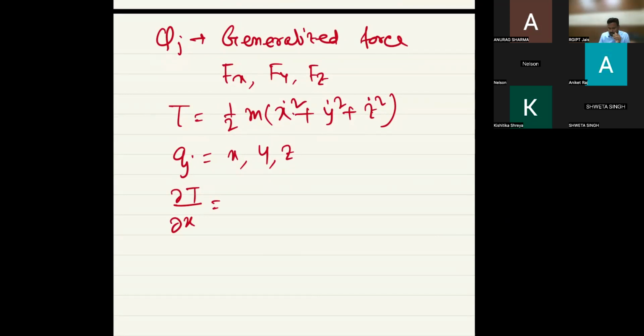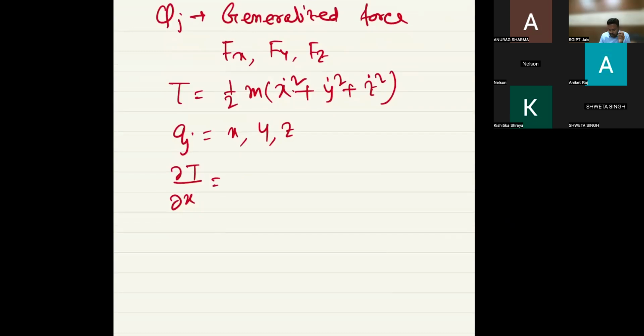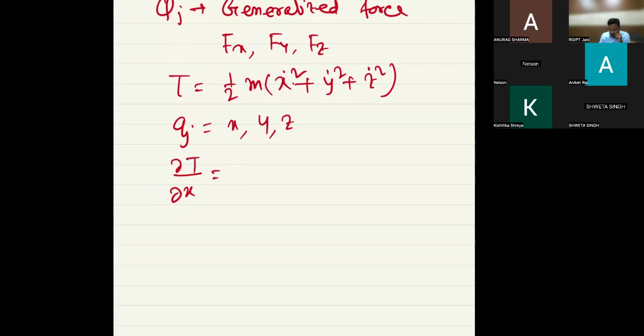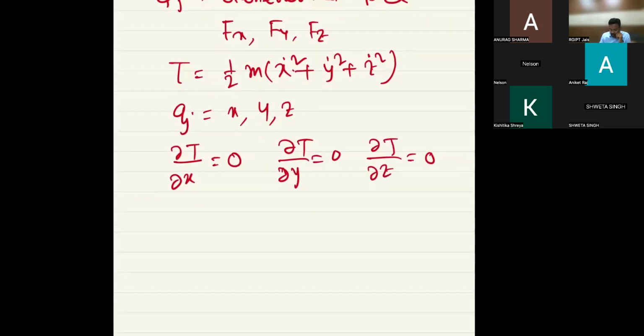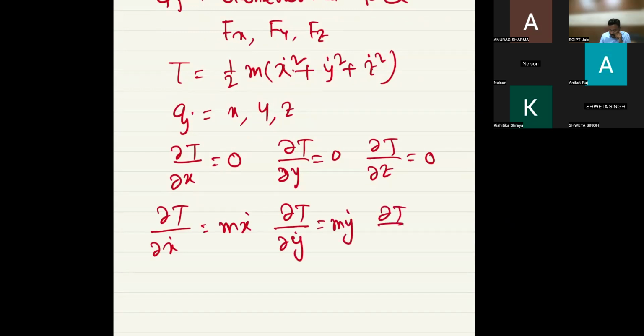What is the value of del T del x in this case? Yes, sir, del T del x is 0. Del T del y is 0. Del T del z is also 0. But what is the value of del T del x dot? It is m x dot. Del T del y dot will be m y dot. Del T del z dot will be m z dot.